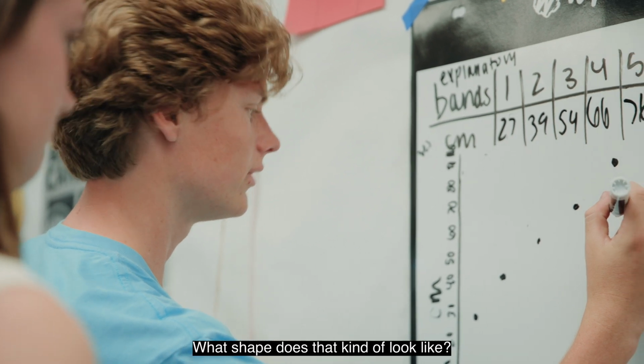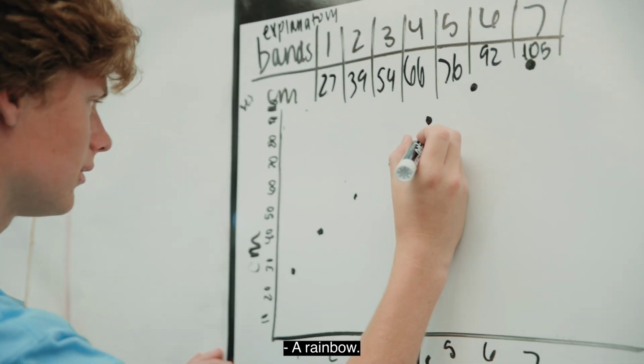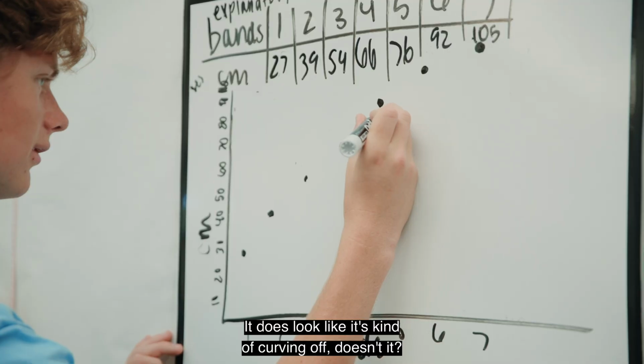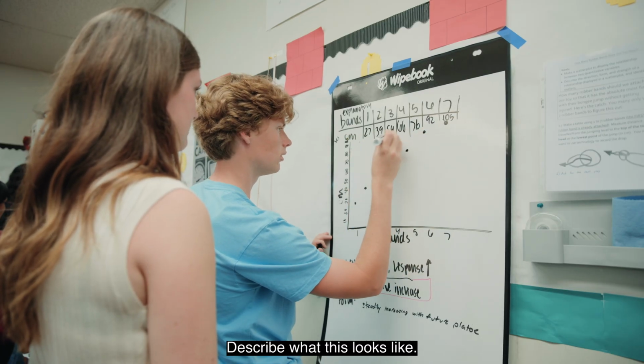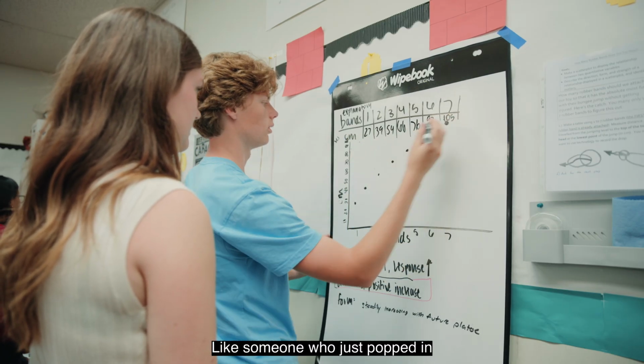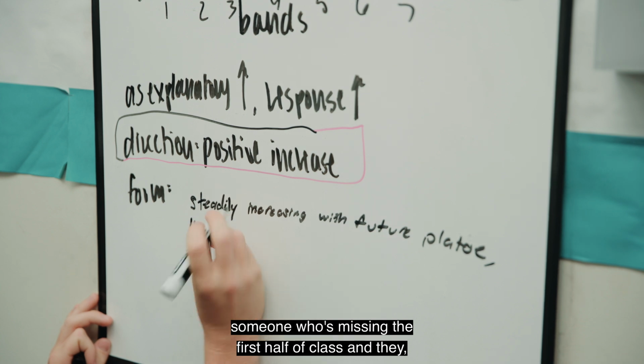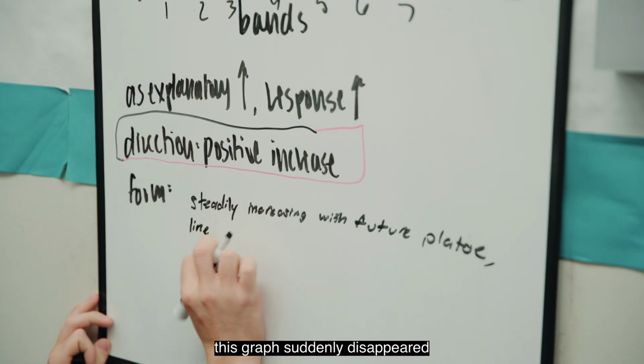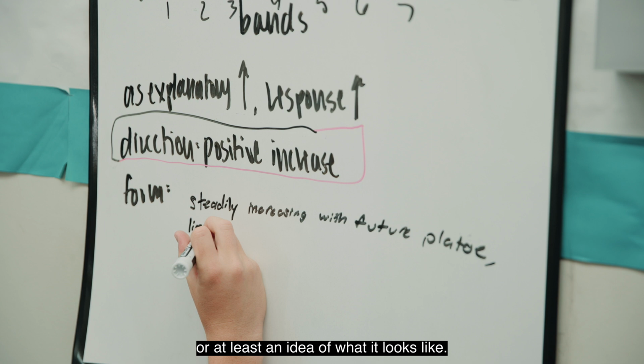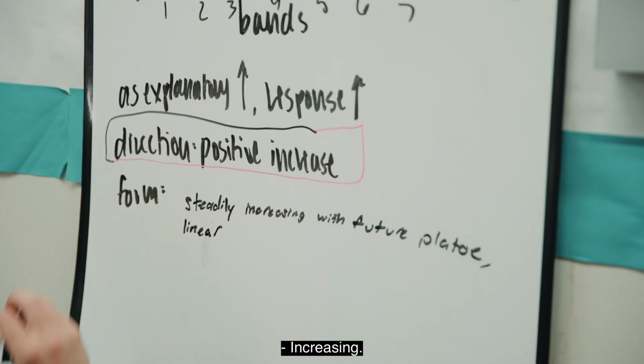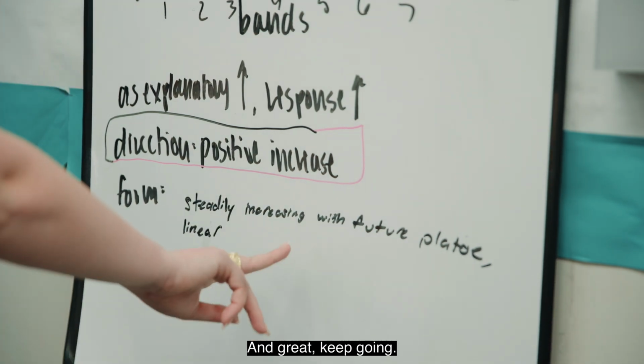What shape does that kind of look like? Rainbow? It does look like it's kind of curving off, doesn't it? Describe what this looks like to a human being, like someone who just popped in, someone who was missing the first half of class, and this graph suddenly disappeared and they have to create it from their brain, or at least an idea of what it looks like. Increasing. I love it. Great.